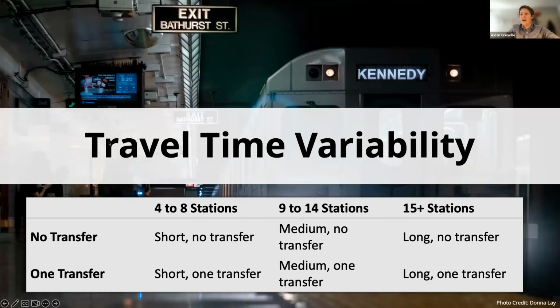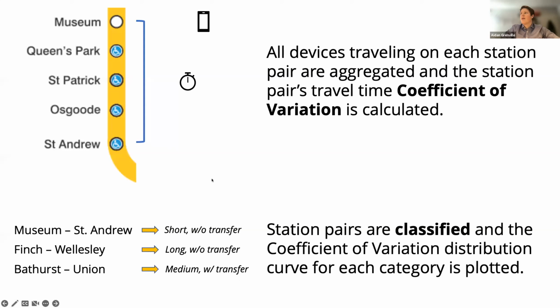For starters, we classified trips both based on their number of transfers and based on their length. So you can see here, pretty logical. To explain this portion of our analysis, we've aggregated all devices that travel between a station pair in a given time period, and we calculate the coefficient of variation for that. So what you're looking at here is based on station pairs, not individual devices. We then classify each station pair into its category. So for example, Museum to St. Andrew is a short journey without a transfer. And we're going to go ahead and plot those.